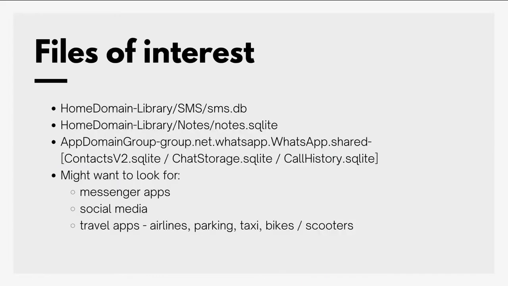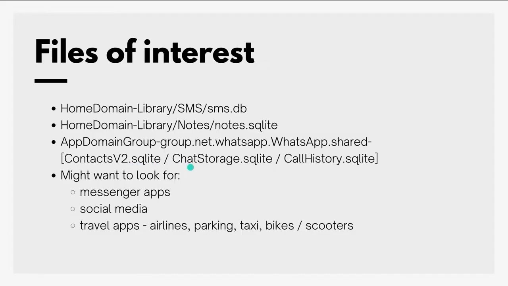So we looked at the WhatsApp call history database, but what other files are of interest? There's the SMS.db that contains all the SMS messages. There is the database of notes that contains the notes present on the device. WhatsApp itself has a number of different databases as well: Contacts, which include all your WhatsApp contacts together with their status messages, like the status lines, I'm not sure how to call them.